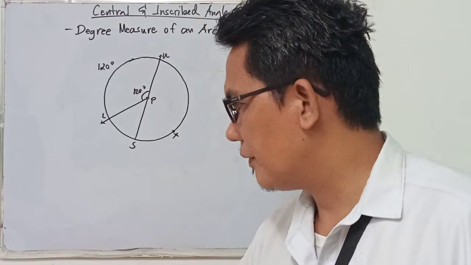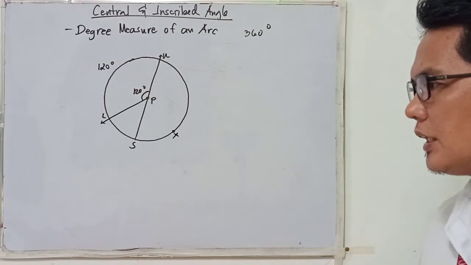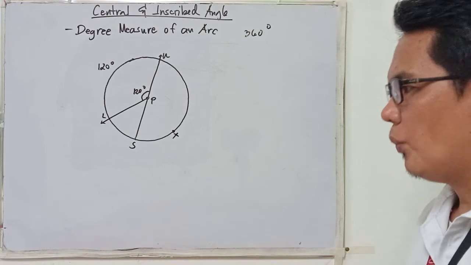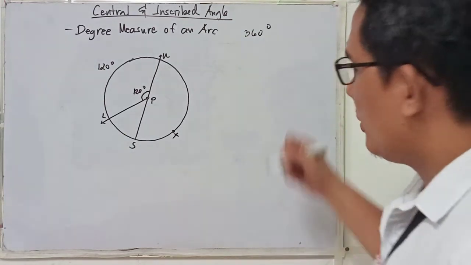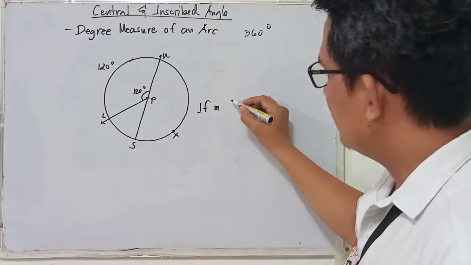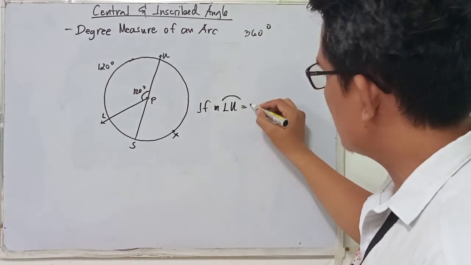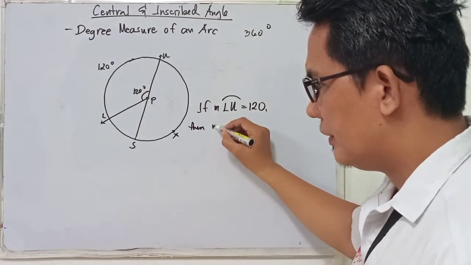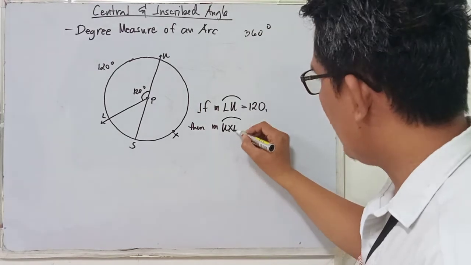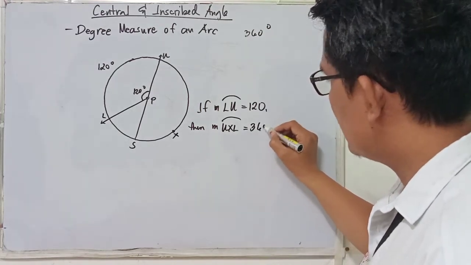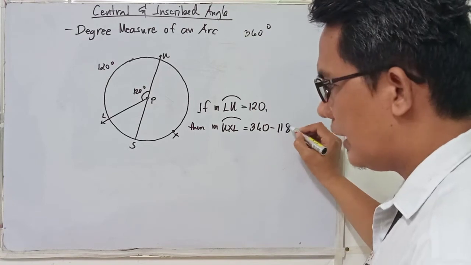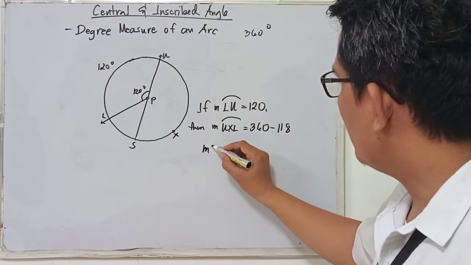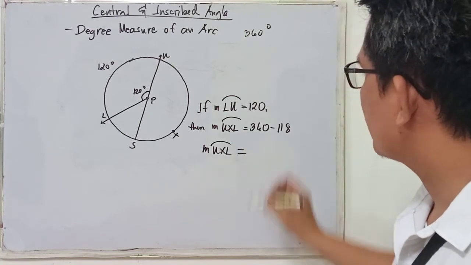Okay, last, number 3. The degree measure of a major arc is equal to 360 degrees minus the measure of the minor arc with the same endpoints. So if the measurement of arc LU is 120, then the measurement of arc UXL is 360 minus 120. So what is the measurement of arc UXL?